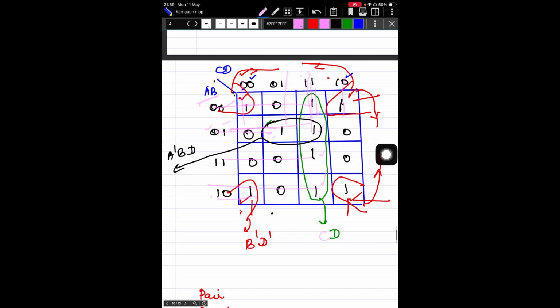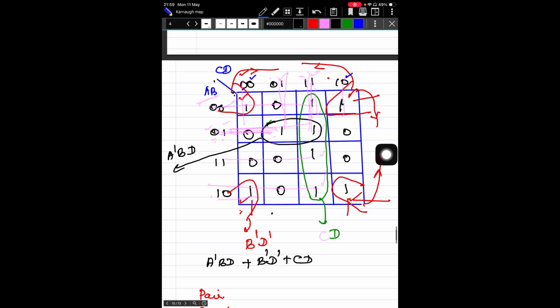How did I get this name? I'll repeat it again. I am projecting this row wise. A, B. A is 0, B is 1 is common for both the boxes. I'll project it column wise. In the column C is 0, C is 1. It is not common. D is 1. So D is 1 means A dash B D. What's the final expression? Final expression will be the sum of all the three. It will be A dash B D plus B dash D dash plus C D. Right? So all the three are found here, right?